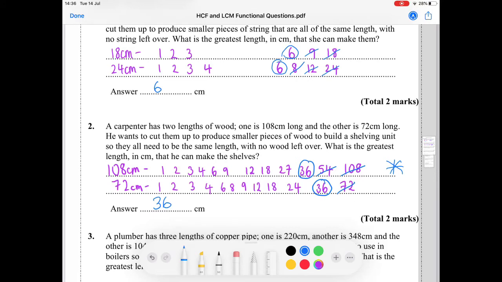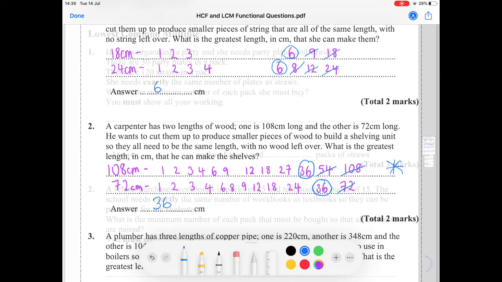And you might have spotted that as I was working through it. So if you spotted that, that's great. But I just wanted to go through all the possibilities just to double check, just to show the full working. But your answer is going to be 36 centimetres.